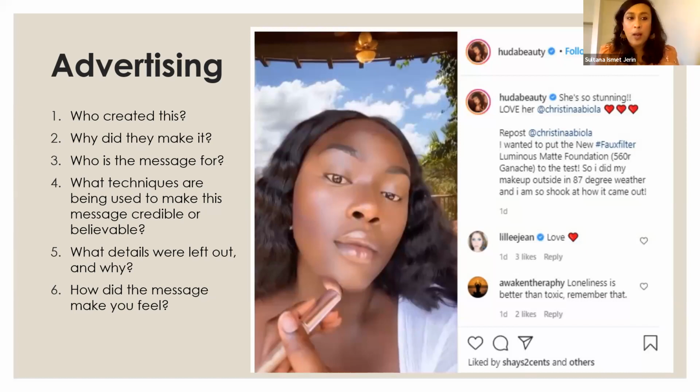Because of course they want to increase the sale, and you are not understanding the techniques being used to make this message credible or believable, because it's not possible to have glowing skin right after one or two uses, right? How much product can one use on someone's face? Tell me, if you have 5 different moisturizing creams and you use them on 5 different days, how can you tell that the end result is because of this product, right? We don't think about this. And then these details are left out. Question number 5, these details are left out.